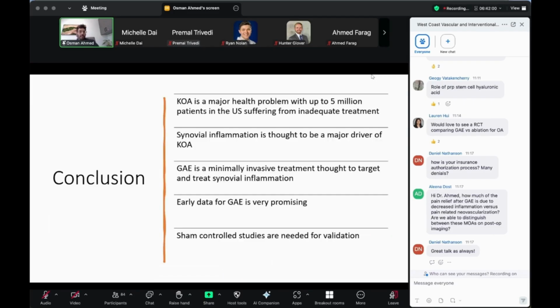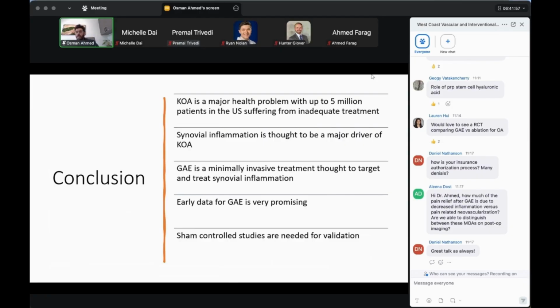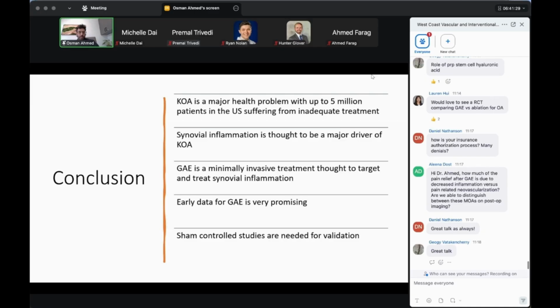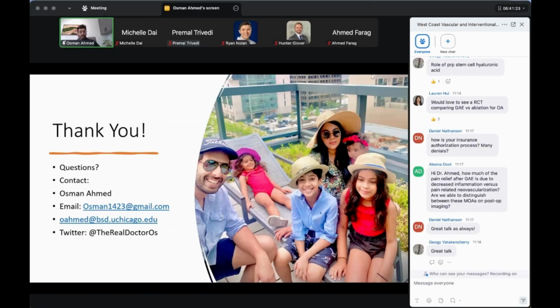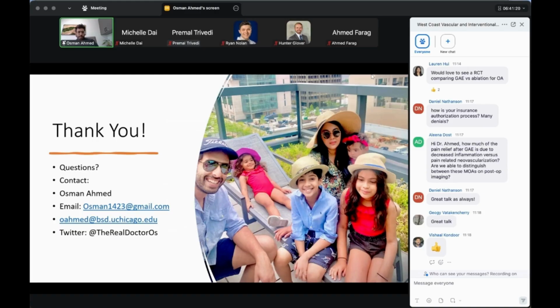So I'll stop there and conclude that knee osteoarthritis is a major health problem. Up to 5 million patients in the U.S. suffer from inadequate treatment. They're literally out there with no option available to them. They're just suffering in pain. It's important to mention that with knee osteoarthritis, synovial inflammation is thought to be a major driver of the process of arthritis. And GAE is a minimally invasive therapy that is thought to directly target the synovial inflammation. The early data for GAE is very promising and supports that hypothesis. But ultimately, we're going to need sham-controlled studies as well as other RCTs to validate. So I'll stop there. Thank you guys for your time.